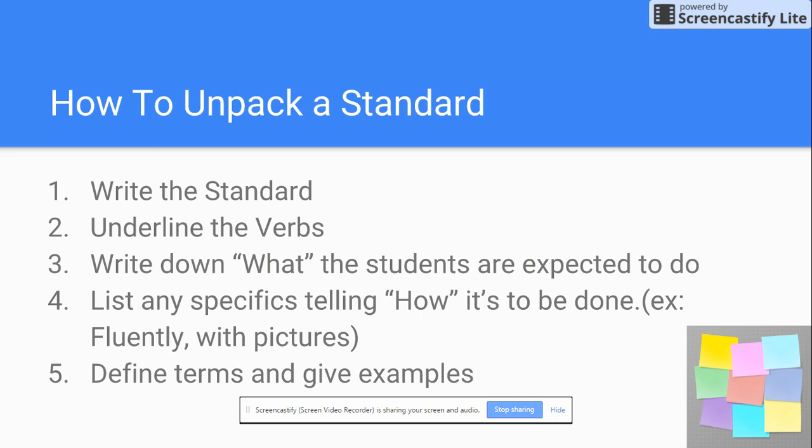And that's it. So now it's your turn. How are you going to unpack a standard? Follow these 5 simple steps and happy unpacking.